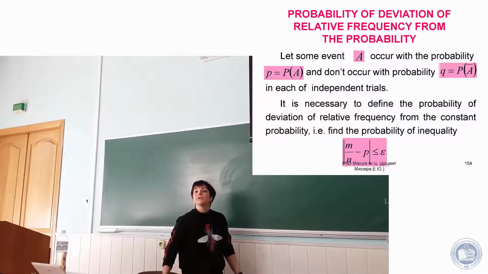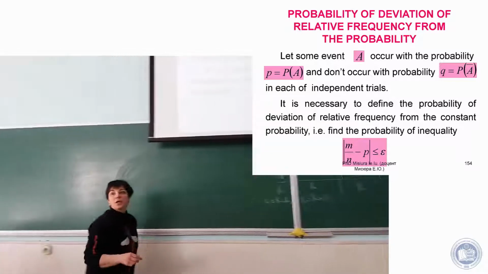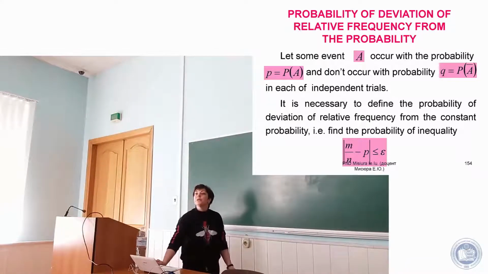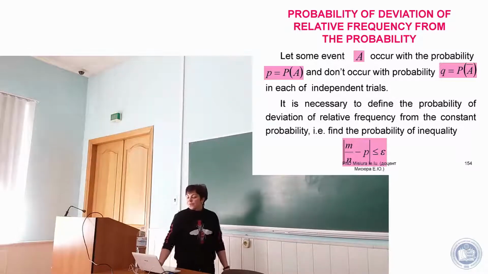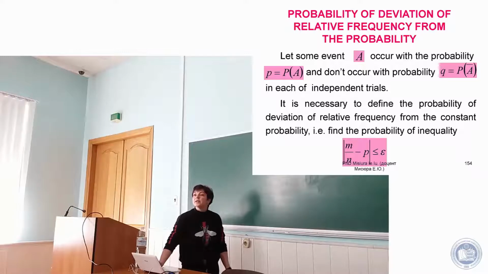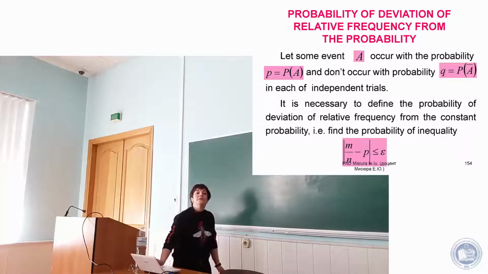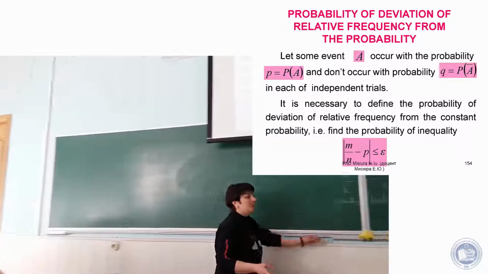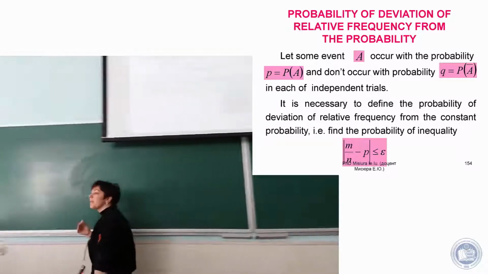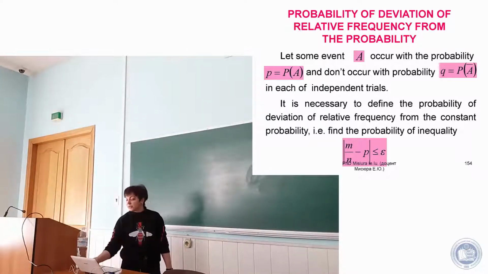You have learned 4 basic formulas, and now let's learn the next formula, which is called probability of deviation of relative frequency from the probability. Вероятность отклонения относительной частоты от вероятности. Please copy out the name of this formula. Okay, students, deviation means отклонение, relative frequency относительная частота.